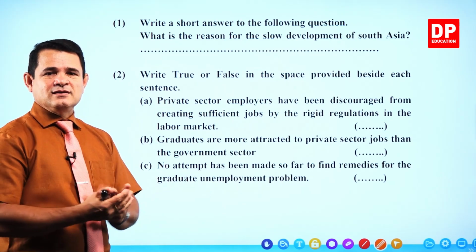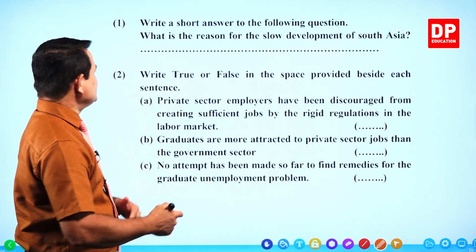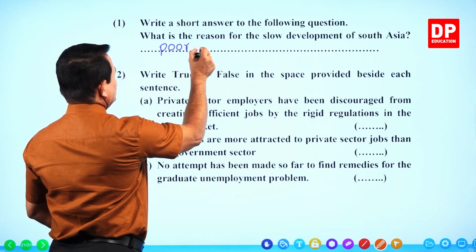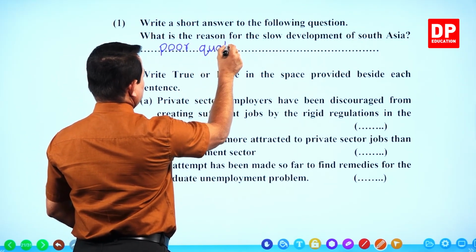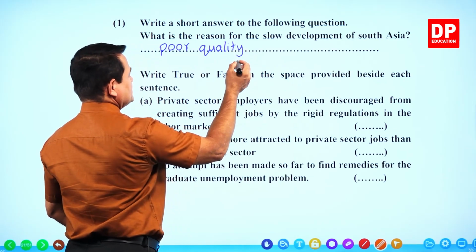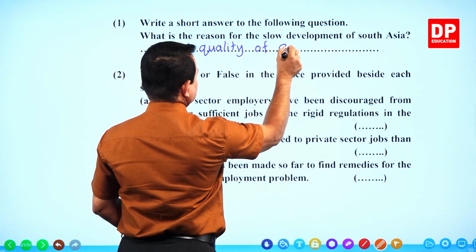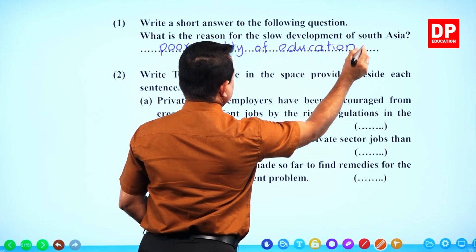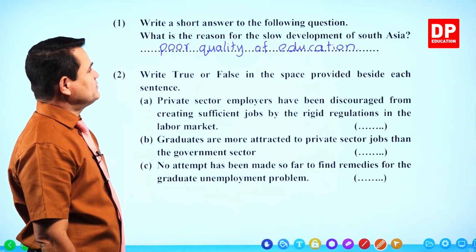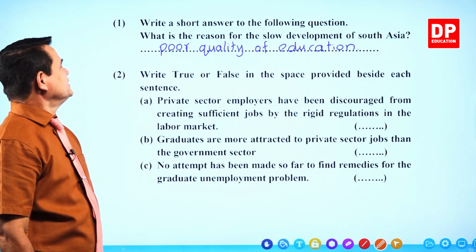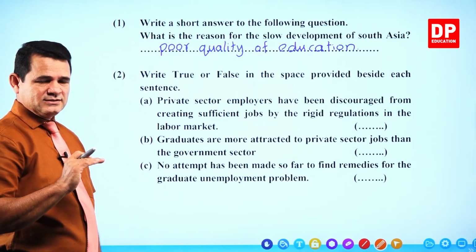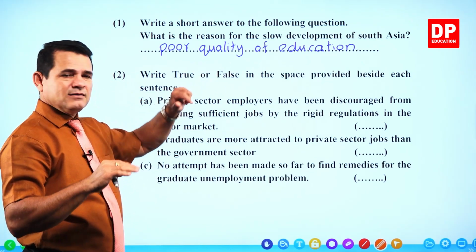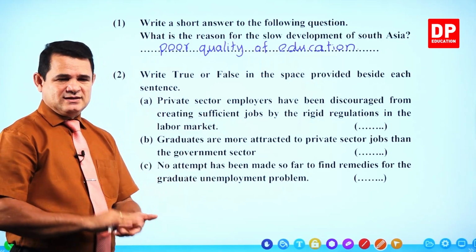Not well planned. So then the reason is actually poor quality. Quality of what? Quality of education. So that's why the development of South Asia is very slow. South Asian countries වල development එක අඩු වෙලා තියෙන හේතුවක් තමයි අධ්‍යාපනයේ තියෙන poor quality එක.